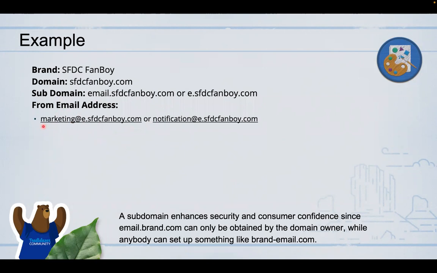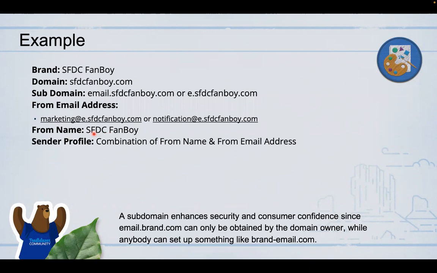And the front part, the from name, it can be anything. Okay. So the brand name can be changed. So a combination of the from name and the email address makes it a sender profile. Okay. So in your Marketing Cloud, when you set up the sender profile, you are actually choosing an email address and the brand name that the customers should see. So that will become your sender profile.